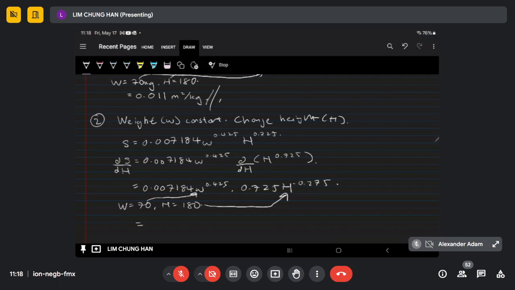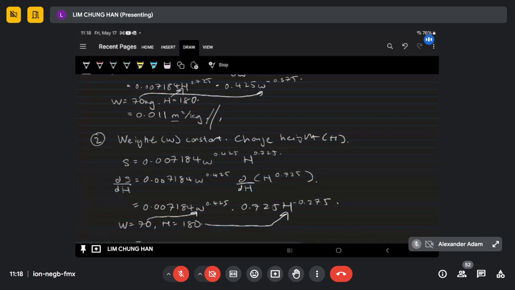Doctor, I have a question. The height is given in cm, right? Should we convert it to meter first? Yeah, you can convert it to meter, because the answer is in meter. Yeah, you should convert it to meter.